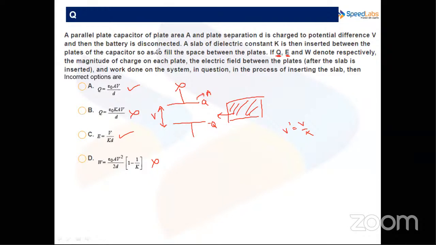Is there any doubt? Magnitude is given as correct, but this is negative. The overall answer is given as positive, but work done on this system is negative because we are doing some negative work. Is that clear?